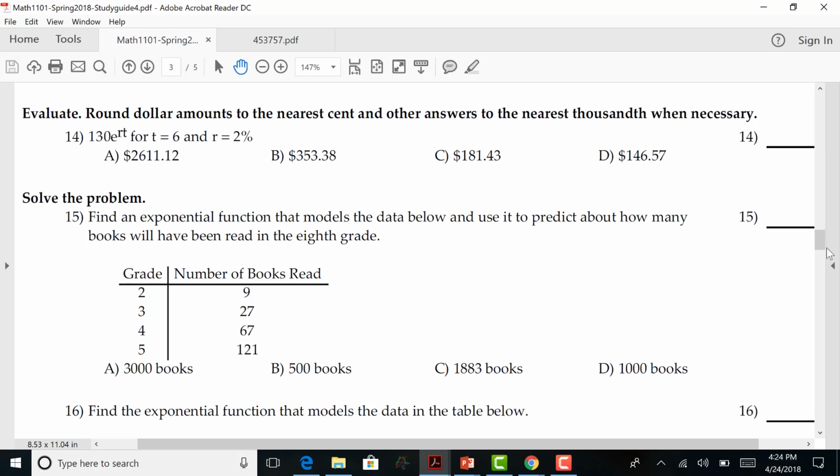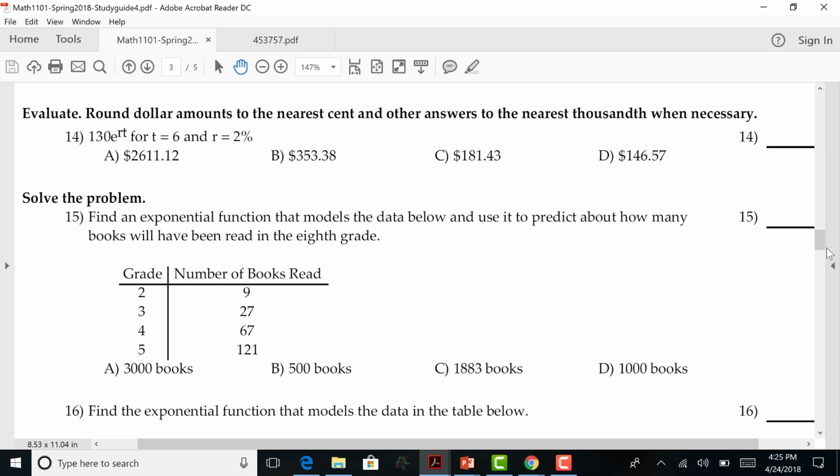All righty, so with that said, here is what we're saying. You've got y equals 130 times e raised to the RT, and R is 2%. How do I change 2% to a decimal? 0.02 times 6 years. That's what you should be putting in your calculator. You should be hitting your E button.